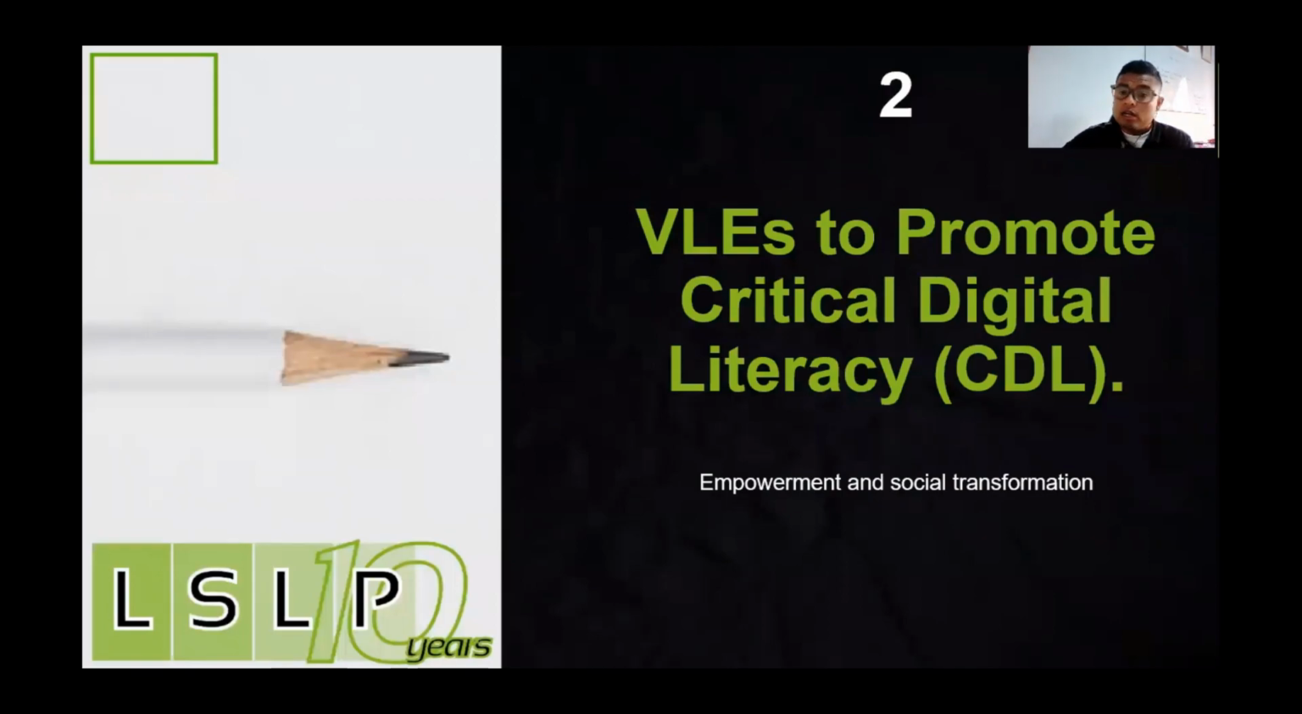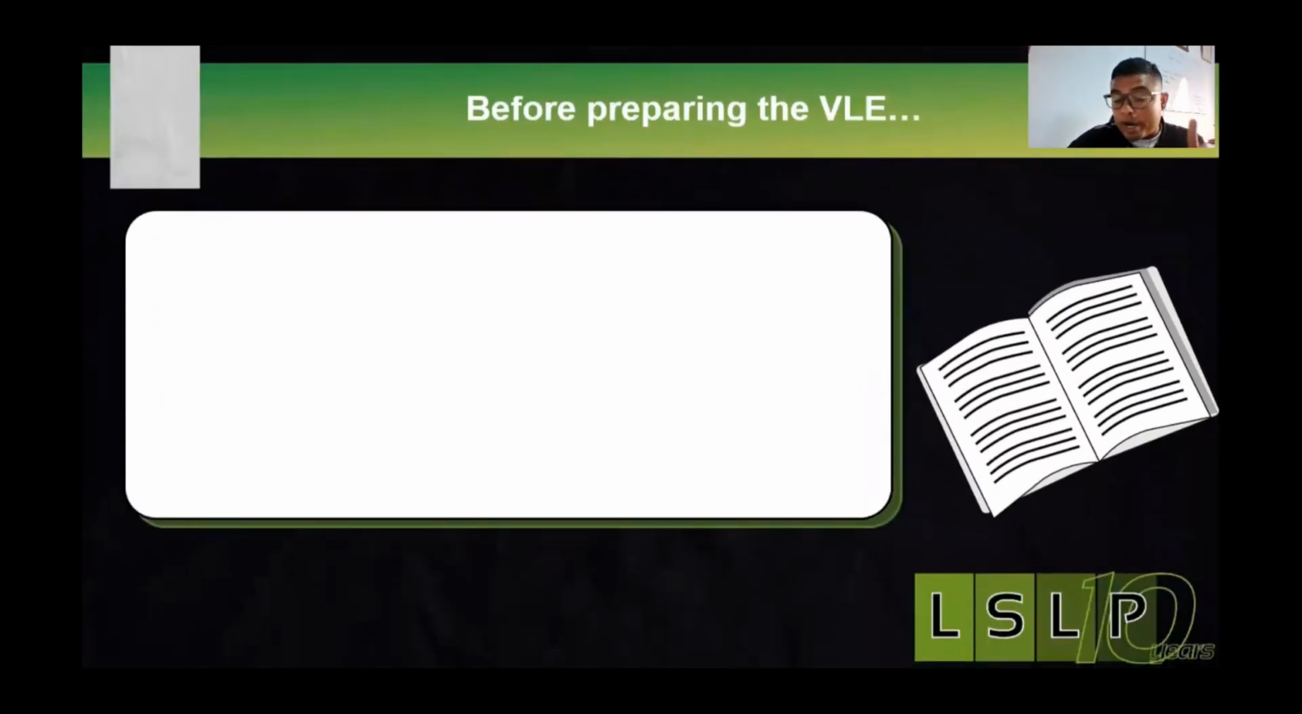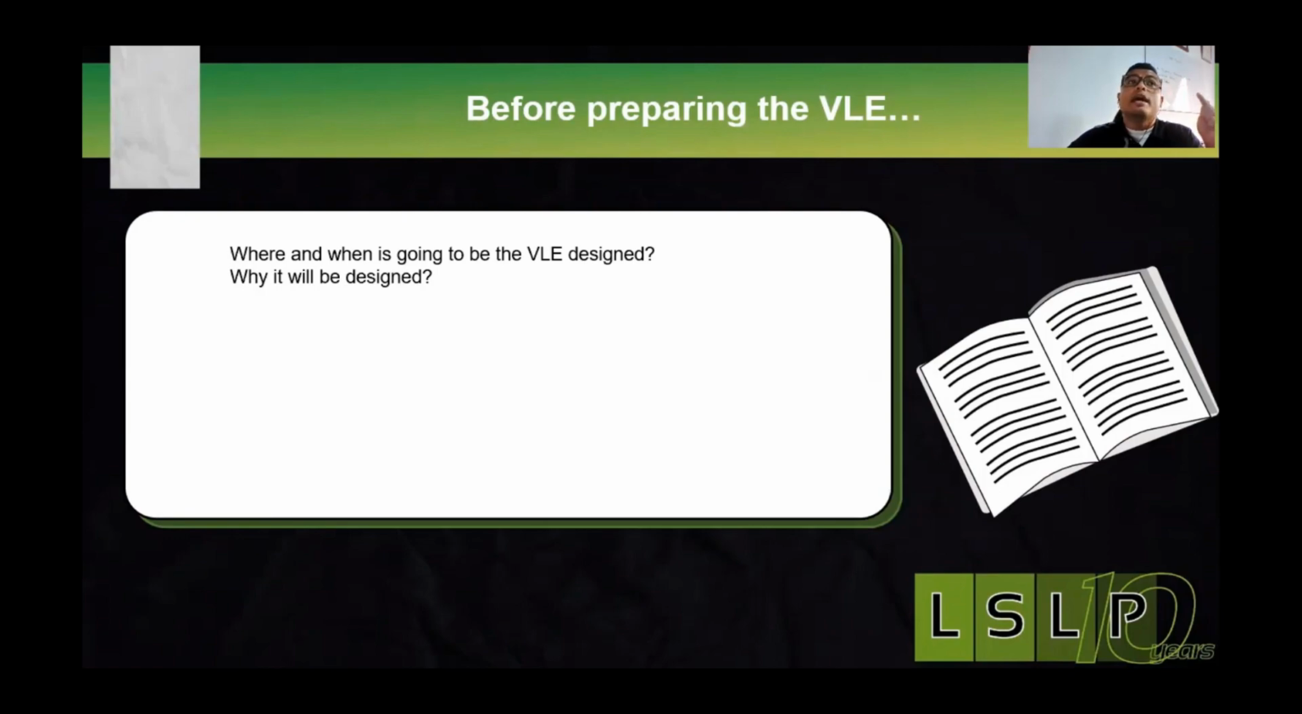So you could say here, well, Edison, but how to engage critical digital literacy with the design, with the construction of virtual learning environments? Well, here we have some questions that we need to take into account before designing a virtual learning environment. First, where and when is the virtual learning environment going to be designed? Second, why will it be designed? Yes, before the design we need a reason to attend. We already identified an issue to attend.